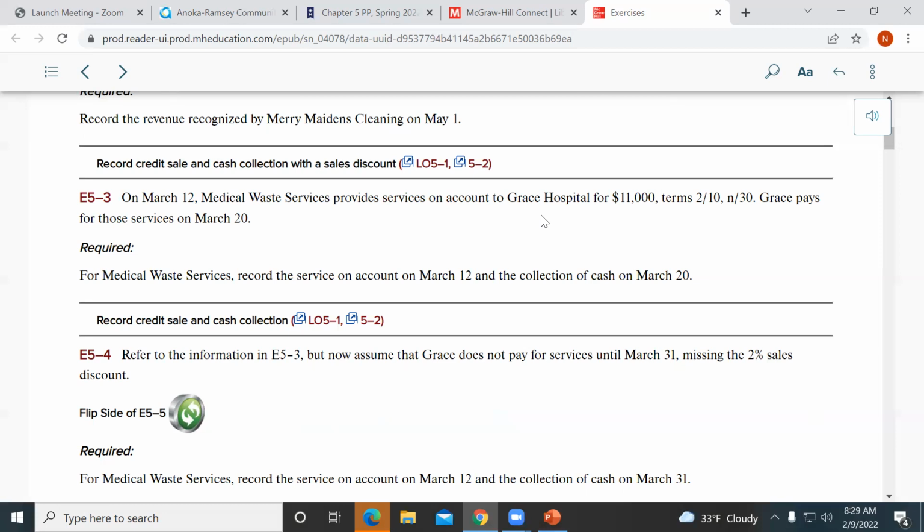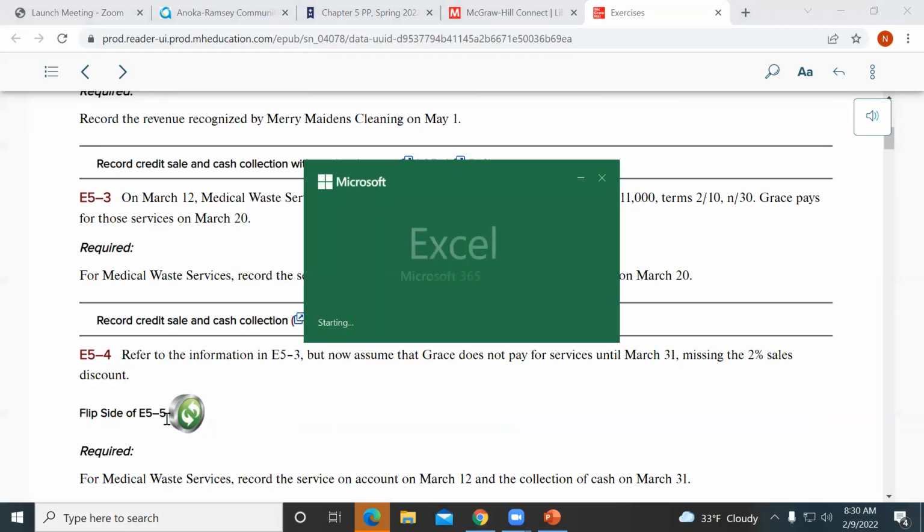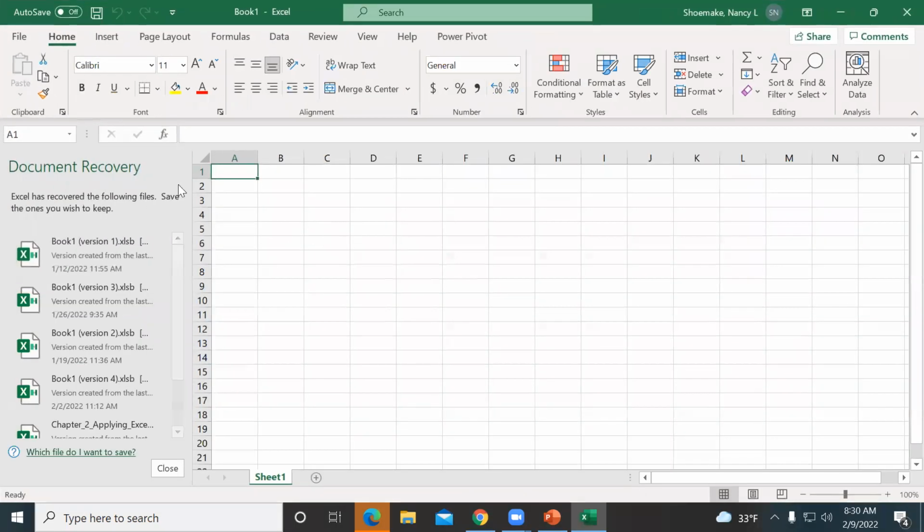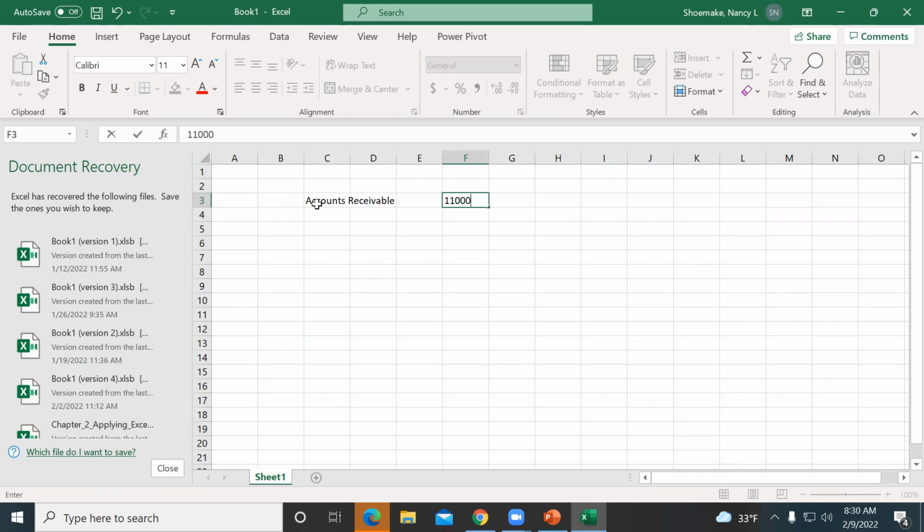Excellent. But let's first handle the first part of this question. The first part of the question says, record the service on account. So the first one we'll do is the service on account was 11,000, right? Wouldn't the first thing we do be accounts receivable for 11,000 and service revenue for 11,000? That's the first transaction.